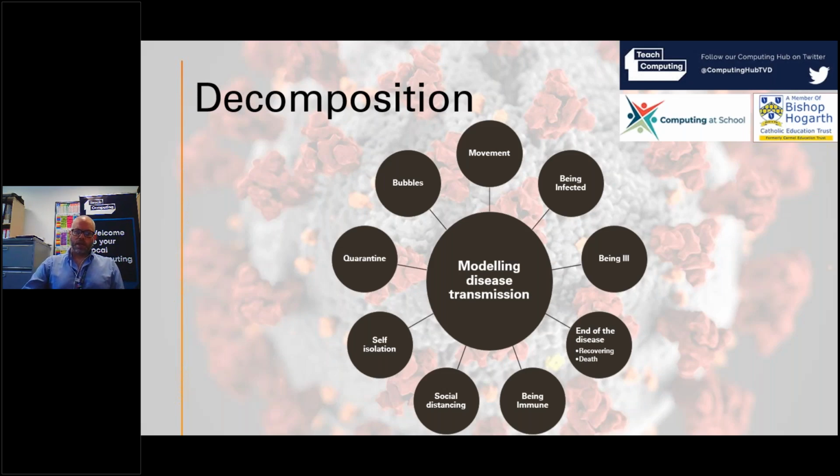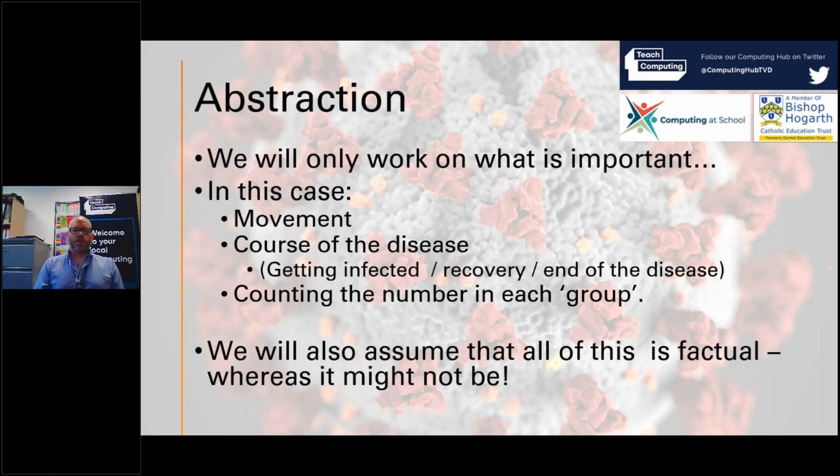In reality, though, what we want to do is focus on what is important. And that is where abstraction comes in. Abstraction is the reduction of unnecessary complexity. So basically focus on what's important, we forget about the rest. So in this model, what we really want to do is focus on movement, getting people around. We're going to treat this as though it's a normal situation, and people do move around.